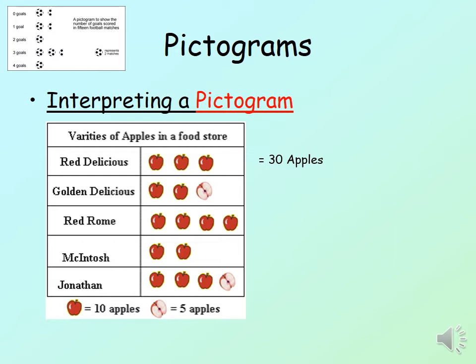So for red delicious there was 3 whole ones, so that's 30. So for golden delicious we have 2 whole ones and a half, so that's 25, and so on. There are 4 here, there are 2 here, and there are 3.5, therefore that is 35. Okay, so you have to be very careful with these pictures, because sometimes they may give you a larger proportion, and obviously that is where the skill of looking at the diagram or the drawings carefully comes in.